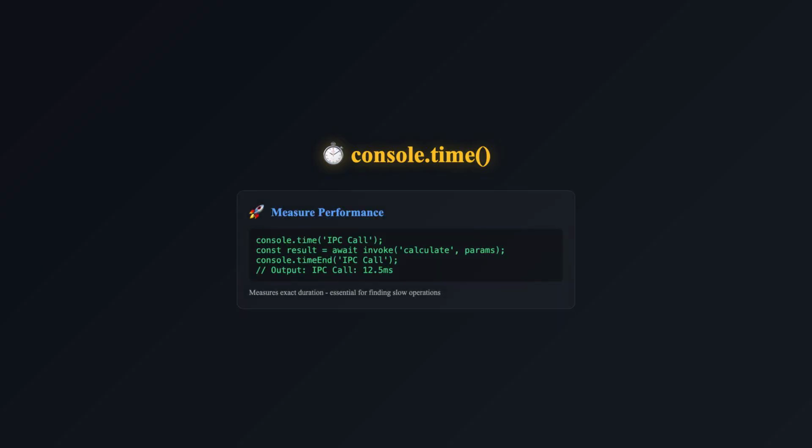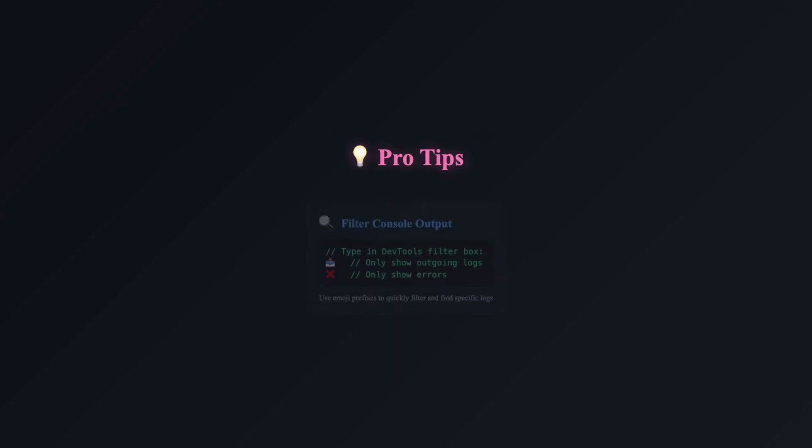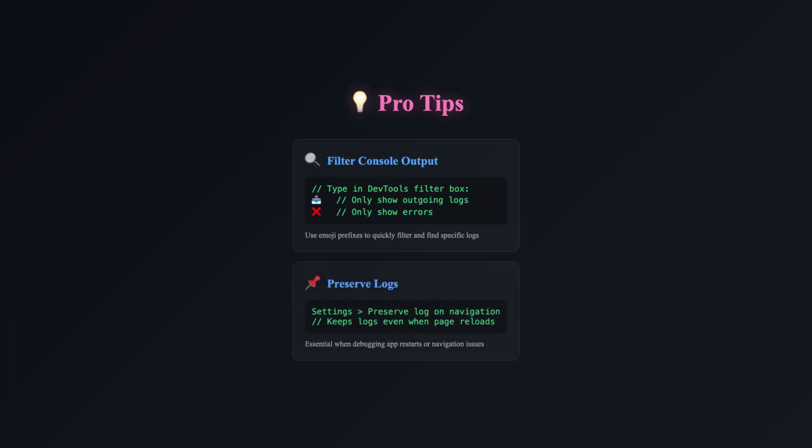Console.time measures how long operations take. This is useful for identifying performance bottlenecks. You can filter console logs by severity or search terms. Check preserve logs in DevTools settings to keep logs across page refreshes. Master these techniques for expert-level Tauri debugging.